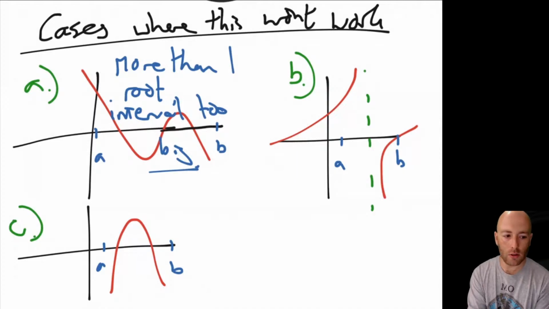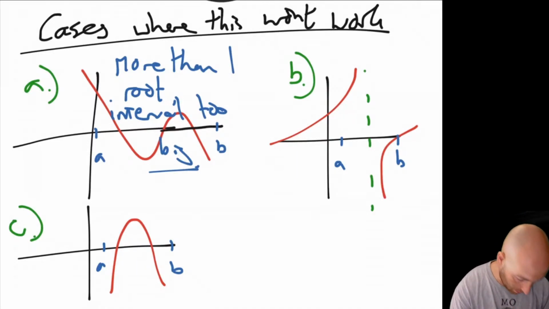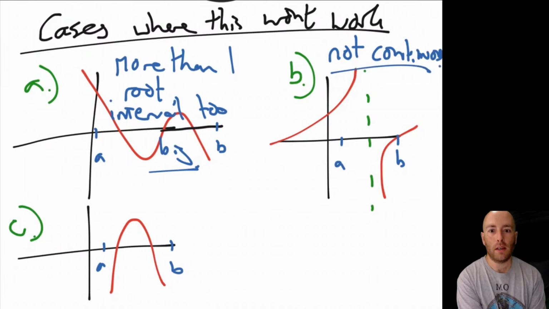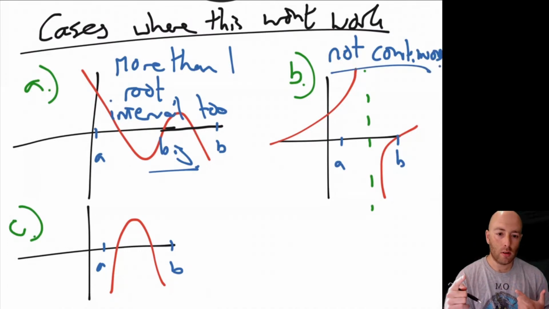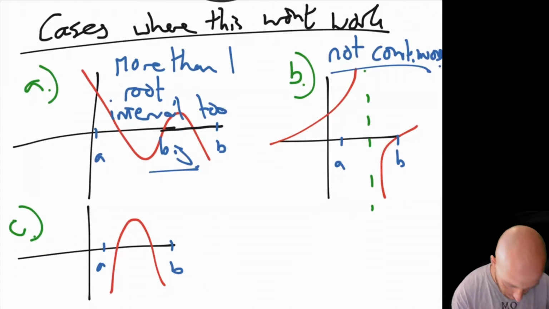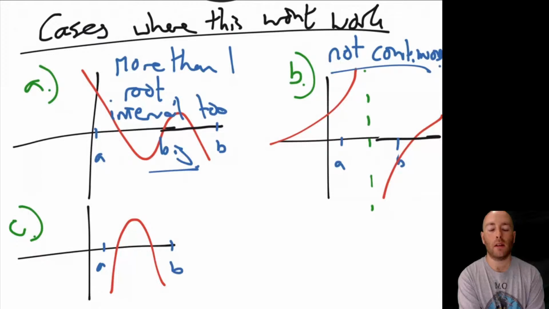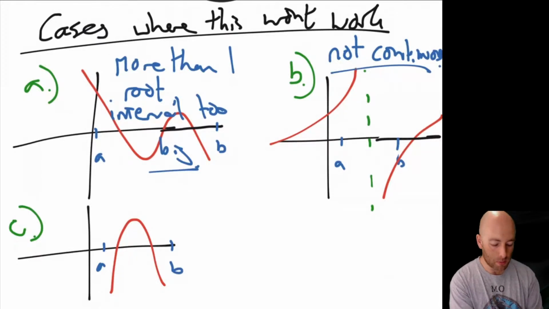Okay, what's wrong with B? B is not continuous, as it has an asymptote. So in other words, for B, there is a sign change, but there is no root. There's a sign change between a and b, but there is no root between a and b. I shouldn't really have drawn B where I did, because it looks like it does have a root there. So if I redrew the function, that's what I was really getting at: between a and b, there is no root.